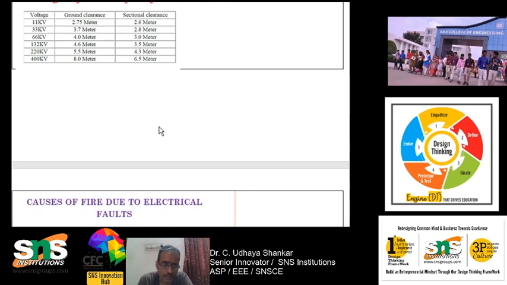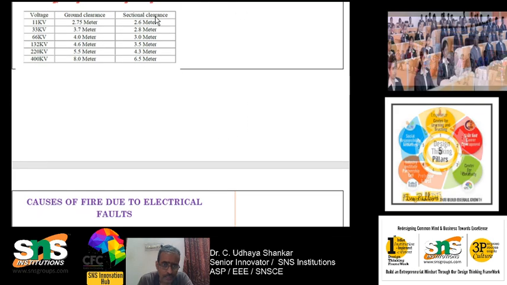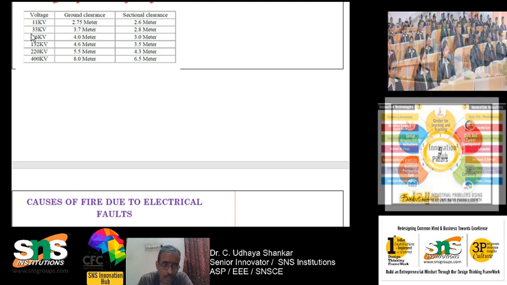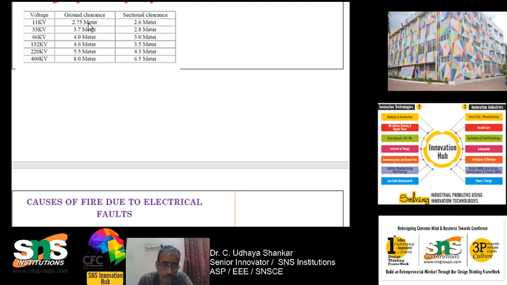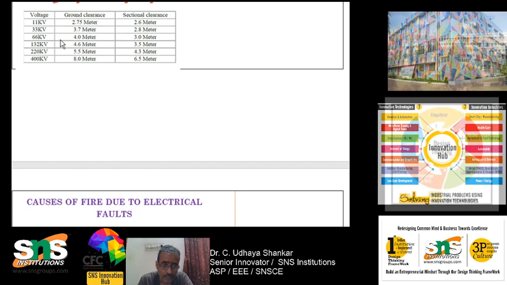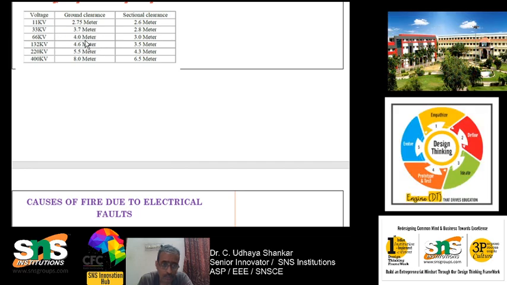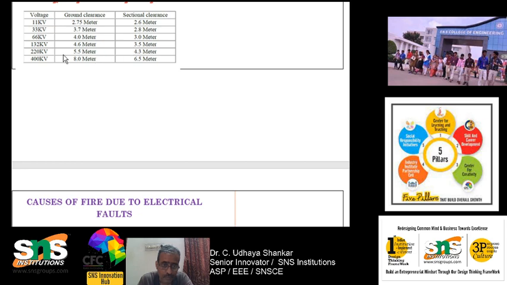Then these are the different clearances for energy lines at high and extra high voltages. For example, for 11 kilovolt, 2.57 meter ground clearance should be there, and sectional clearance should be 2.6 meter between the two conductors. For 33 kilovolts, it should be 3.7 meter for the ground clearance and 2.8 meter for the sectional distance. For the 66 kilovolt line, 4 meter ground clearance and 3 meter sectional clearance should be there. Similarly for 132 kilovolt, 4.6 meter of ground clearance and 3.5 meter of sectional clearance should be there.